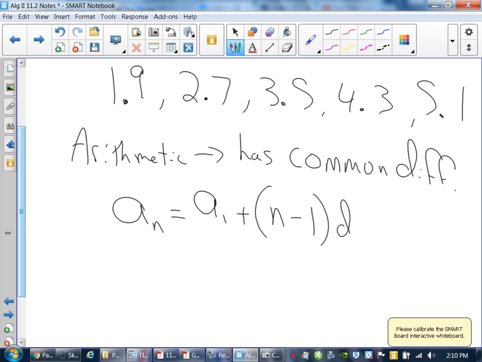Now, like I mentioned to a couple of you guys when we were working on it yesterday, 1.9, 2.7, 3.5, it's a linear equation. Arithmetic sequences are all just linear equations. It's y equals mx plus b. That's all these are. You're just writing out the equation in terms of n. So what was the first term here? 1.9. What's the common difference? 0.8.